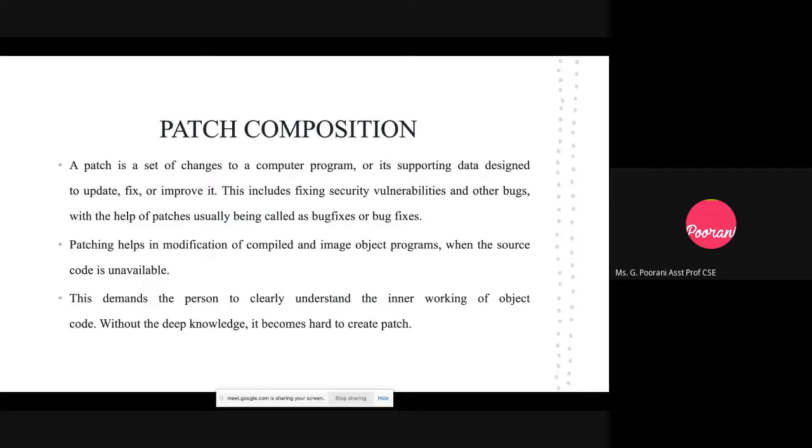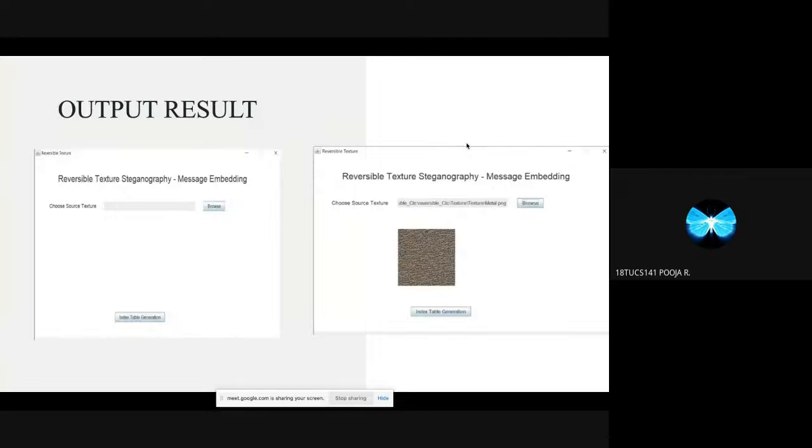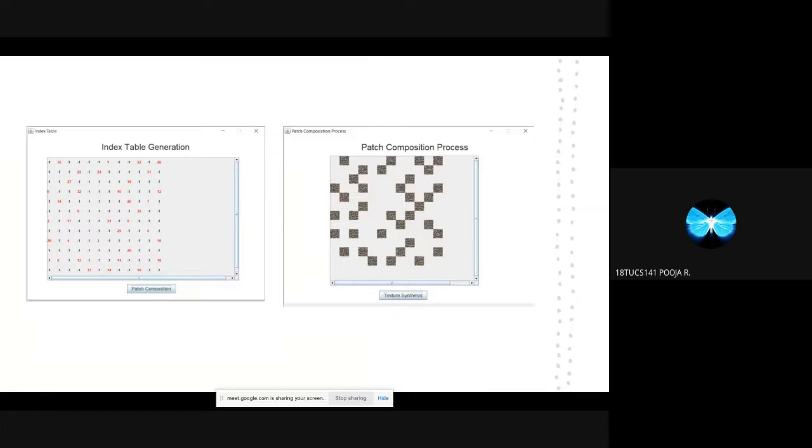Where is the output for the first module? Ma'am, can we share the entire implementation? This is our output, ma'am. This is for message embedding, the second one is for index table generation, and the final one is for the patch composition process. Two more modules will be implemented in our phase 2, ma'am. Okay, just explain the implementation part.